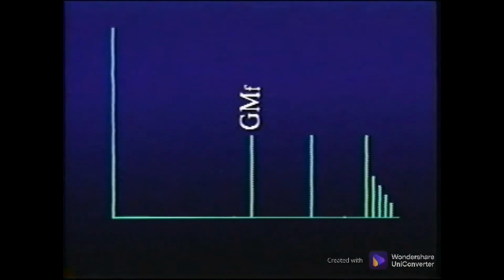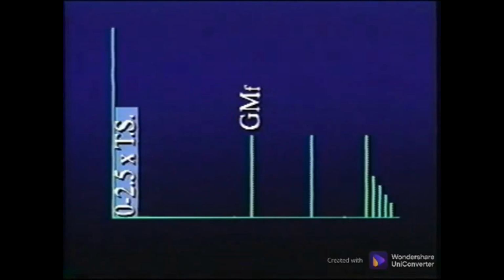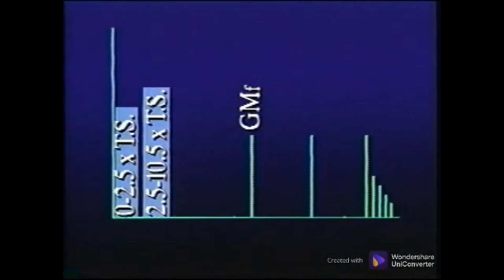For narrow band analysis of this frequency range, define the first band to include the subharmonics up to 2.5x shaft speed. The second band should include the 2.5 to 10.5x shaft speed range.